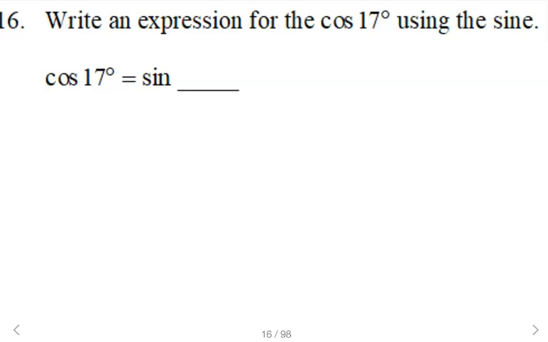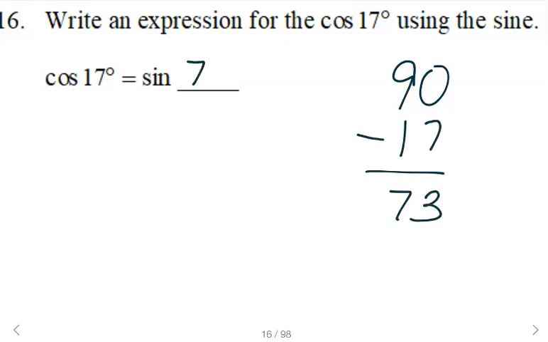Cosine of an angle and the sine of its complement are the same, so let's do 90 minus 17, and so we get 73 degrees. You can plug those into your calculator to make sure that they come out the same decimal value.